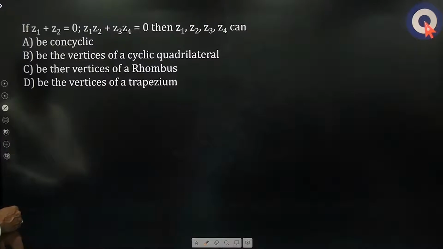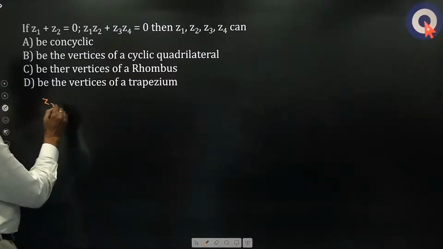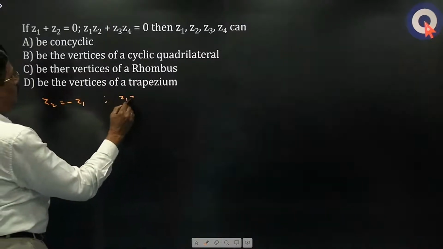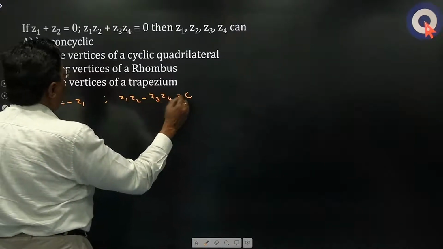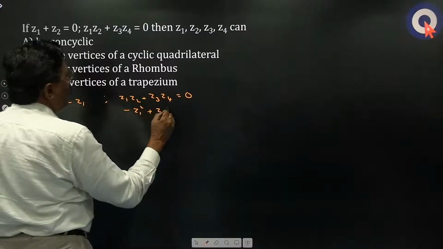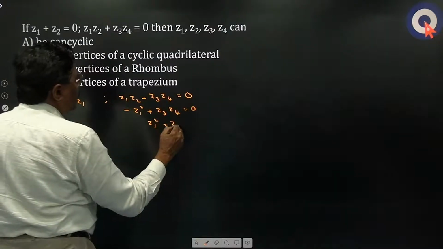If z1 plus z2 is equal to 0 and z1 z2 plus z3 z4 is equal to 0, then z1, z2, z3, z4, what do they become? All right. So it is given that z2 is equal to minus z1. Therefore z1 z2 plus z3 z4 is equal to 0. Since z2 is minus z1, we have minus z1 square plus z3 z4 is equal to 0. So that means z1 square is equal to z3 z4.